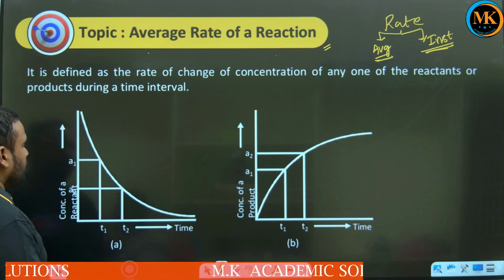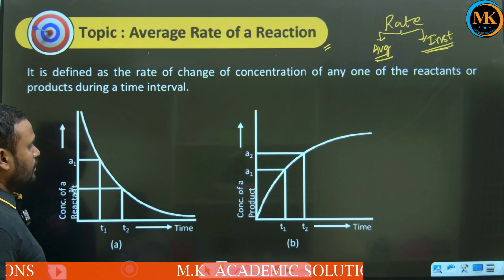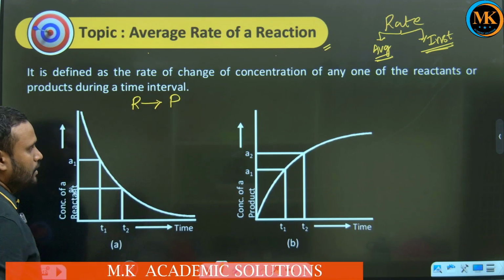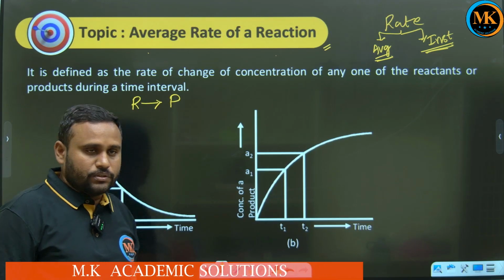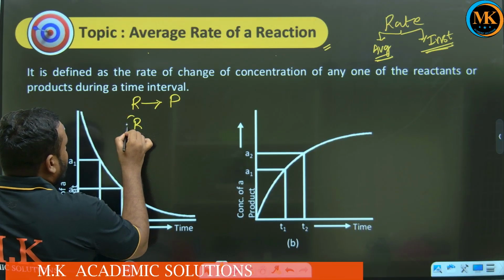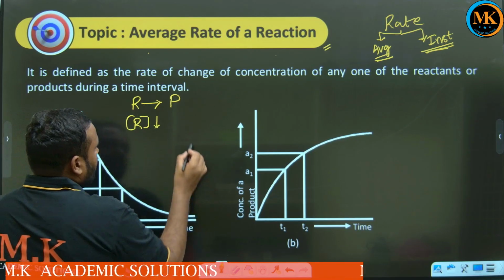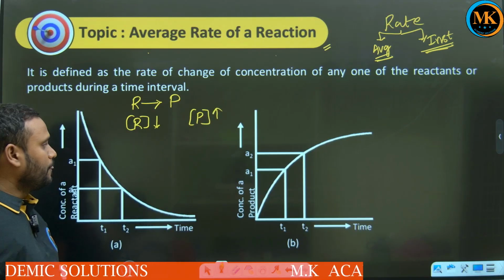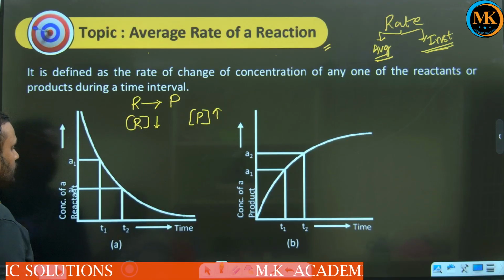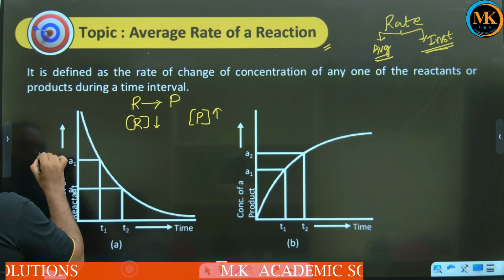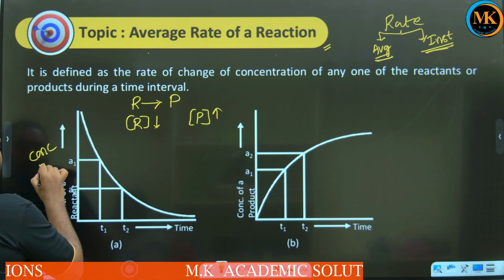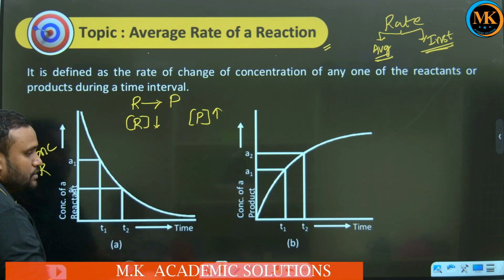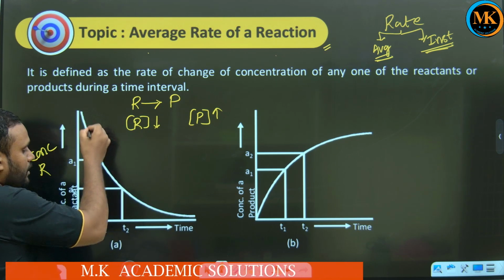So now here we are going to take the graph. This graph says to consider a reactant that gives rise to product. We know as time proceeds, the concentration of reactant is going to decrease, whereas the concentration of product is going to increase. Here we have taken the concentration of reactant, and here time. So as time increases, the concentration of reactant decreases. That's why we are getting a plot like this.